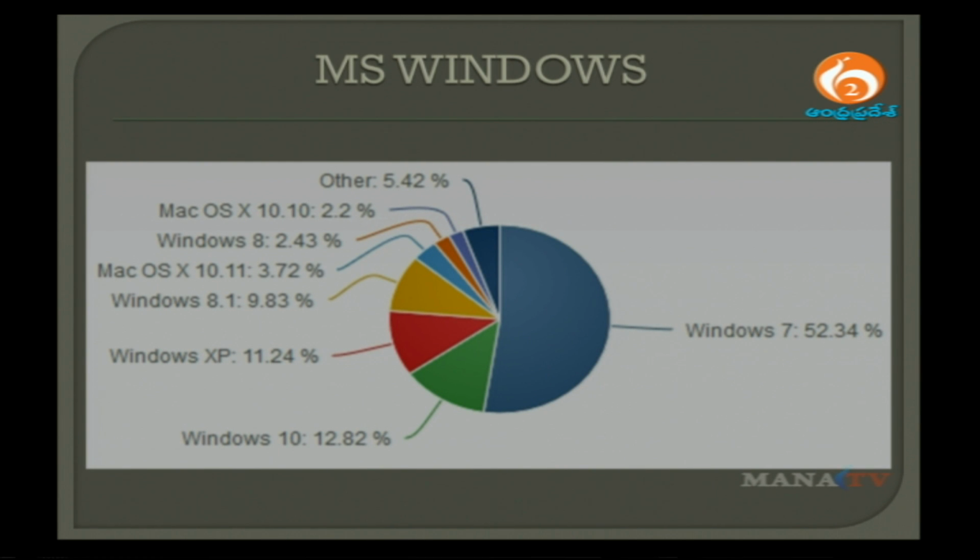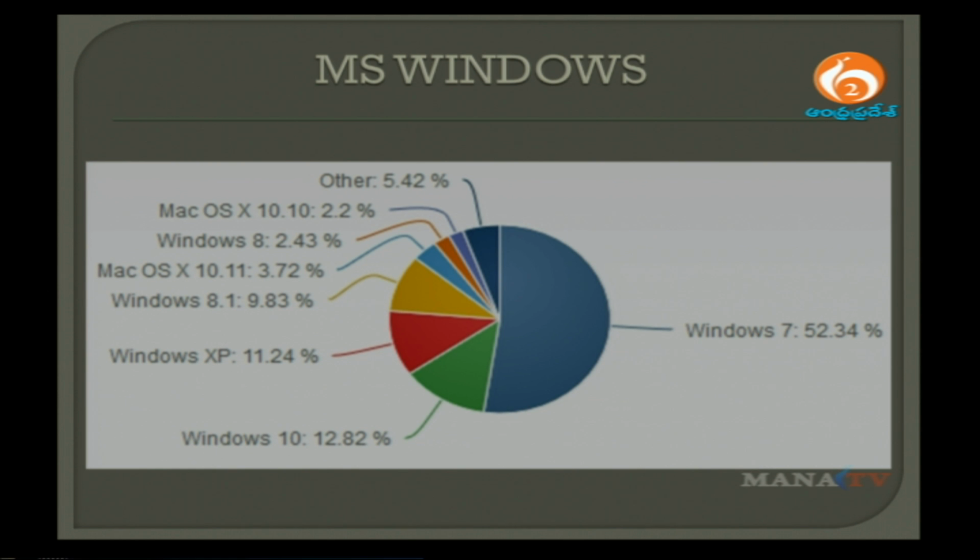So let us see the market, how exactly and how much this is being used. The first is Windows 7, which has hit the market so strongly that almost half, 52.34%, of the market uses Windows 7, because it is very widely used and has been highlighted by everybody. Then we have Windows 10, almost 12%, which is being used by the whole world. Windows XP, 11%. Windows 8, 9%.